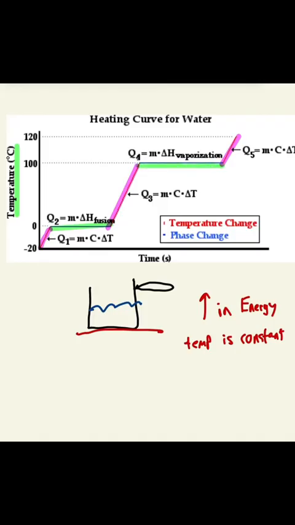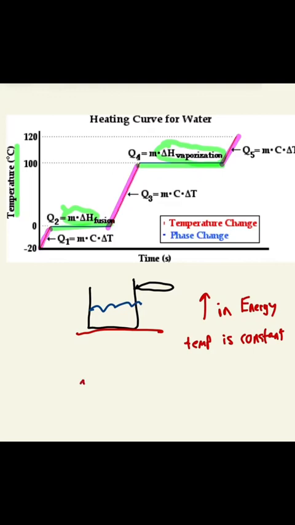So these plateau regions are called the specific latent heat. This one is called the latent heat of vaporization. So we have the specific latent energy of vaporization and the specific latent energy of fusion, or specific latent heat. And we'll go through now how to solve those.